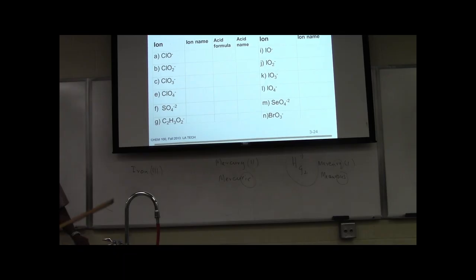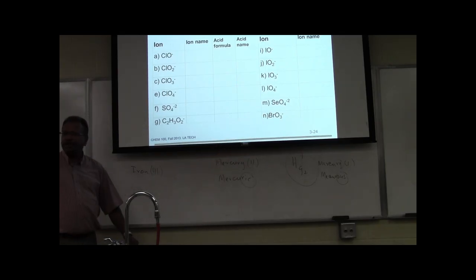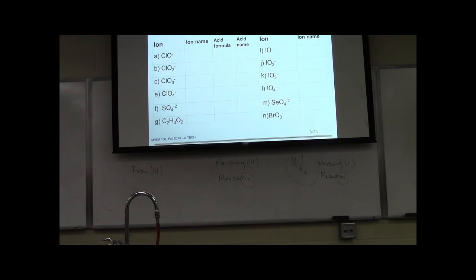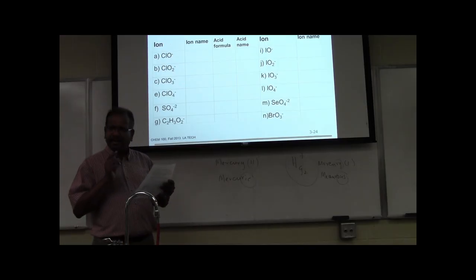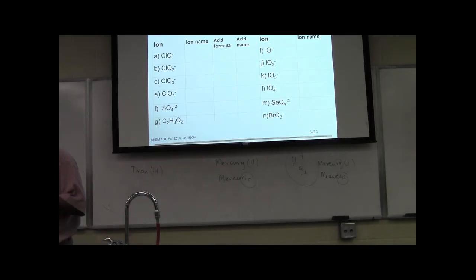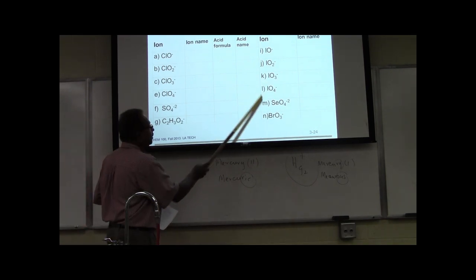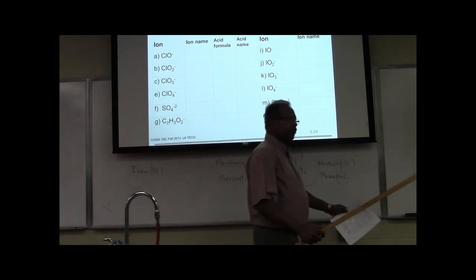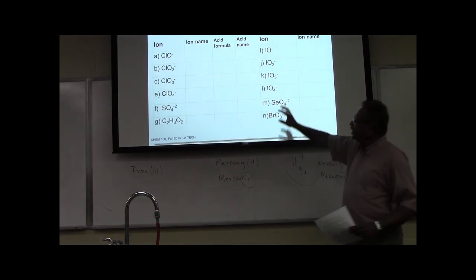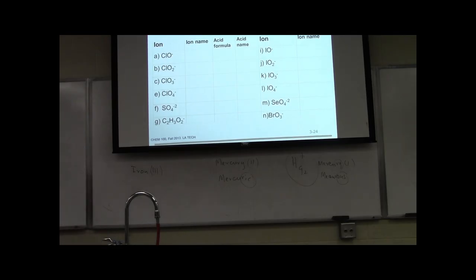What is this one? Sulfate. Then this should be selenate. Okay, selenate. It has to be selenate, S-E-L-E-N-A-T-E. Selenate. What is this? Iodate. This has to be bromate. Chlorate, bromate, iodate, right? So any combination of these has to be remembered.